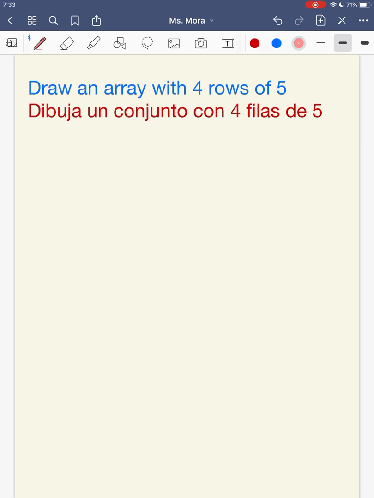Okay guys, so hopefully your drawing looks something like this in your notebook. So first I know I'm drawing 4 rows and then 5 is in each row. So voy a dibujar 4 filas y hay 5 en cada fila. And I know my rows go across my page, so I'm going to start by drawing one row with 5. 1, 2, 3, 4, 5. And then I'm going to draw my next row. So ahí va una fila de 5.